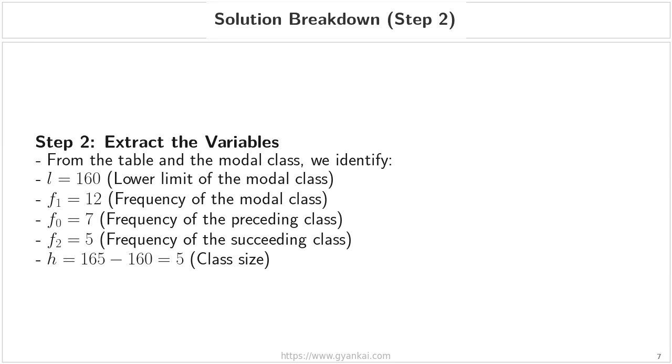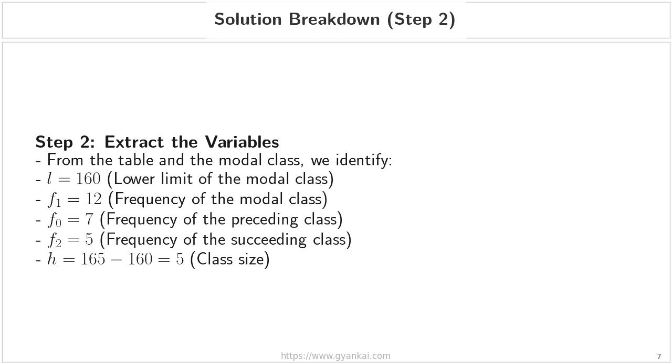Next, we find F sub 1, which is the frequency of the modal class itself. Looking at our table, that is 12. Now, we need to look at the neighbors of our modal class. We need F sub 0, which is the frequency of the class immediately preceding or above our modal class. That value is 7. Then we need F sub 2, the frequency of the class immediately succeeding or below our modal class, which is 5.